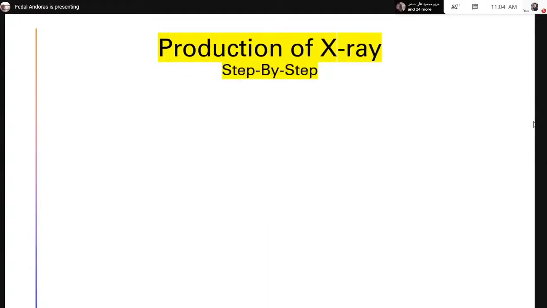Production of X-ray, step by step. Do you remember when we said electricity?